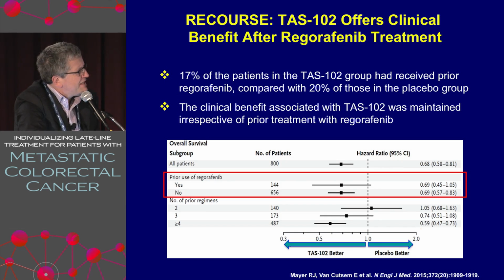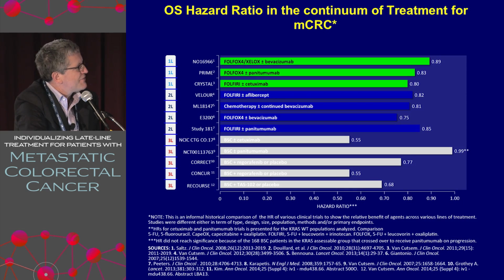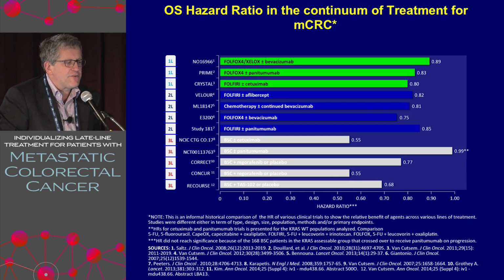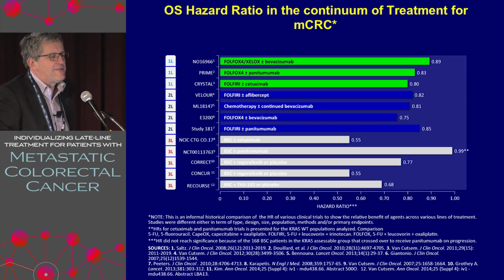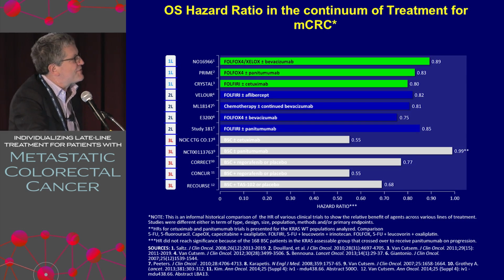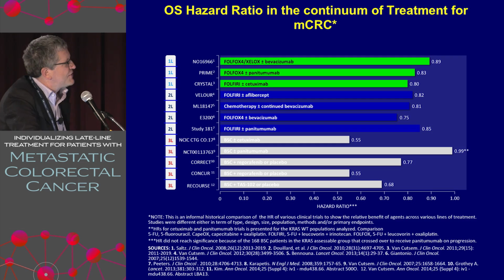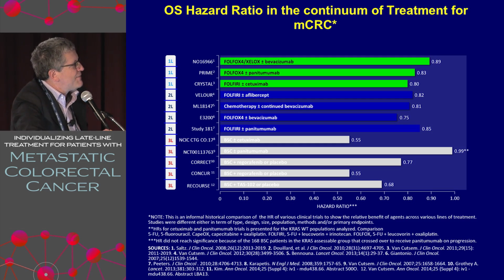In the TAS-102 study, 20% of patients, as you can see here in the distribution, were pre-treated with regorafenib. The hazard ratio in both groups was exactly 0.69, whether they were pre-treated or not pre-treated with regorafenib. And a criticism that is often given is that the benefit of these drugs in later lines of treatment is so minimal. Should we really go for these drugs in later lines of treatment?